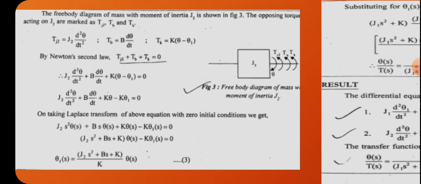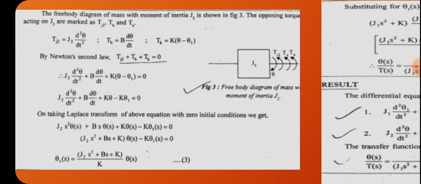So next we can apply Newton's second law. According to that law, sum of applied forces is equal to sum of opposing forces. There are no applied forces, only opposing forces. So we can write the equation as Tj2 plus Tb plus Tk equal to 0. Substituting each term, we get J2 into d square theta divided by dt square plus b into d theta divided by dt plus k into theta minus theta 1 equal to 0. So J2 d square theta by dt square plus b d theta by dt plus k theta minus k theta 1 equal to 0.